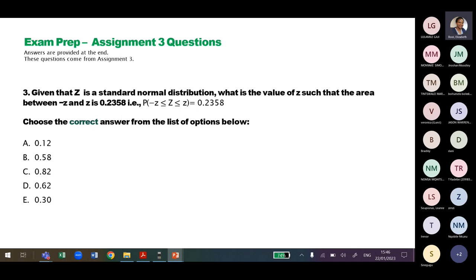Let's assume those two values, take negative Z as A and positive Z as B. Take it as such. If you think about it in that way, you won't get anything wrong, because it says the probability that Z is between A and B is 0.2358. What is the Z value? That is what we are looking for. We need to find that Z value, the small Z value.